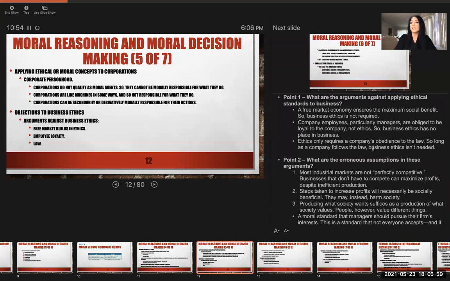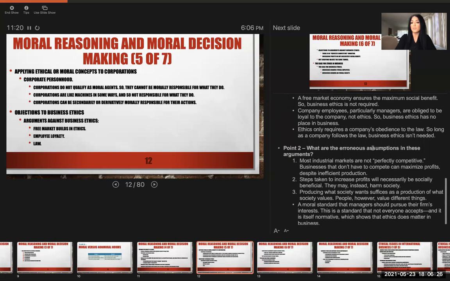Now, what are the arguments against applying ethical standards to business? A free market economy ensures the maximum social benefit, so business ethics is not required. Company employees, particularly managers, are obliged to be loyal to the company, not ethics, so business ethics has no place in business. Ethics only requires a company's obedience to the law. So long as a company follows the law, business ethics is not needed.